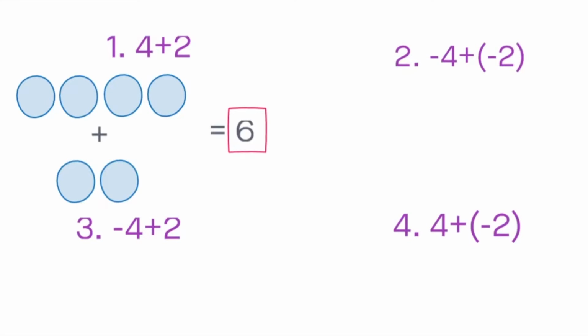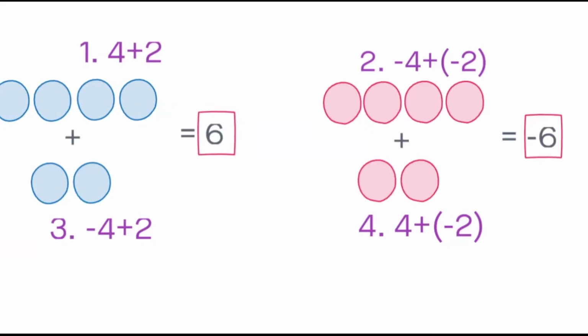Since both of these numbers are positive integers, we would use blue circles. So 4 blue circles plus 2 blue circles equals 6 blue circles, making 4 plus 2, 6. Now in this question, both signs are negative. So we would have 4 red circles and 2 red circles. And that adds up to 6 red circles, making the answer negative 6.